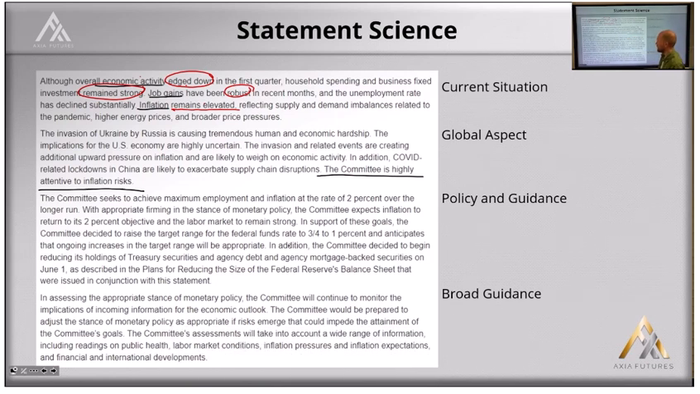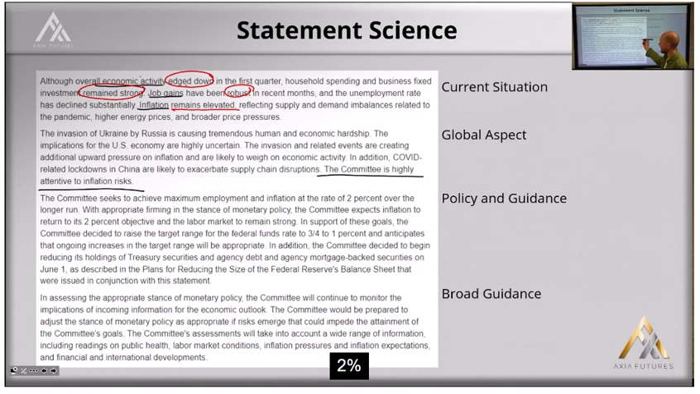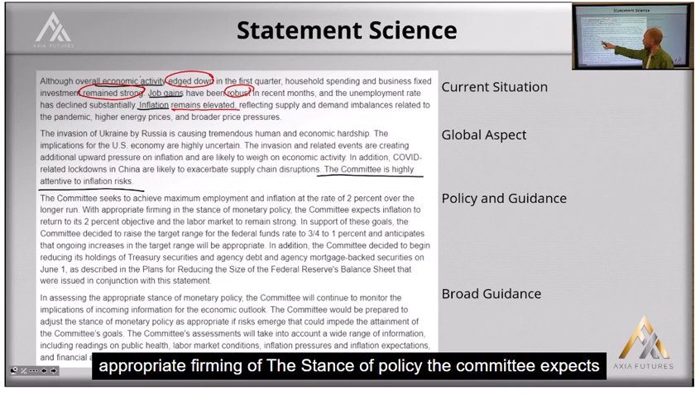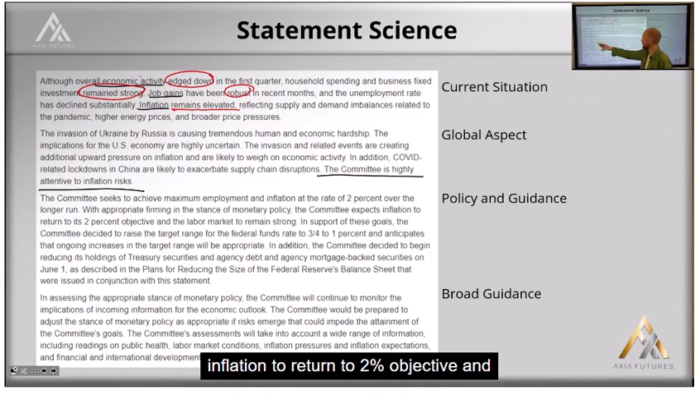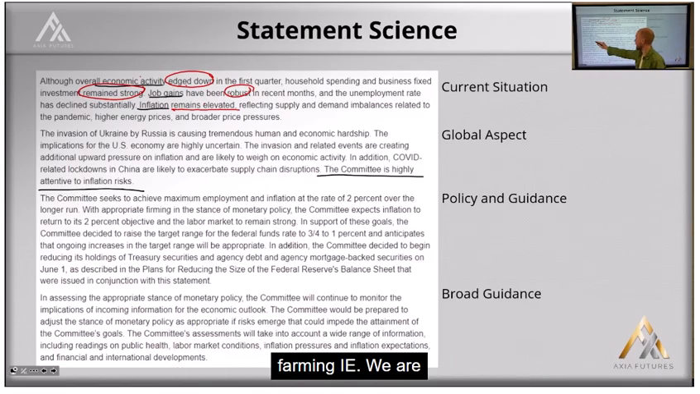Here's the decision. They reference the mandate: seek maximum employment and inflation of 2%, appropriate firming of the stance of policy. The committee expects inflation to return to its 2% objective and the labour market to remain strong. So, with appropriate firming, i.e.